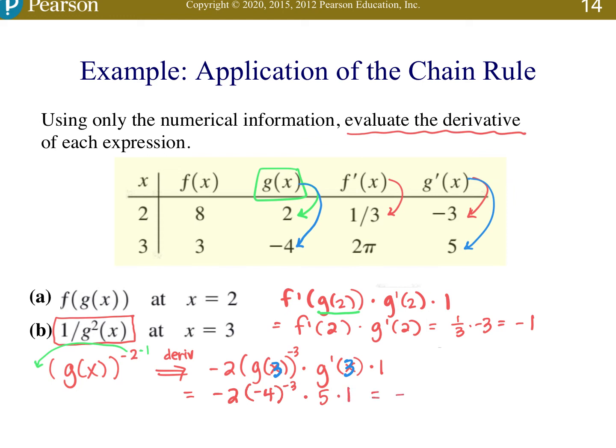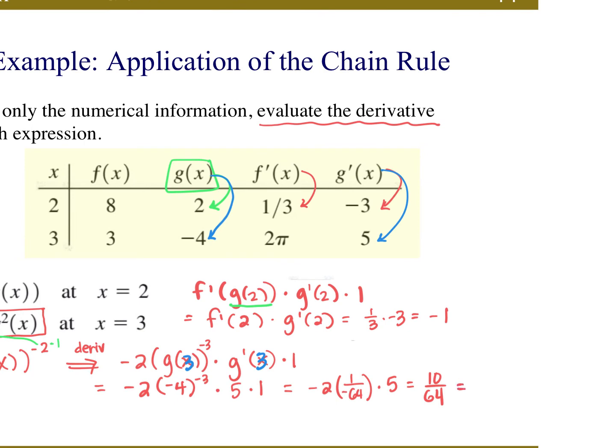All right, so to evaluate that, do your parentheses first. So -4 to the -3rd is the fraction 1 over -64, and then times 5. And we have 2 negatives, which is going to make a positive. We can reduce. We get 10/64, which ultimately reduces to 5/32.